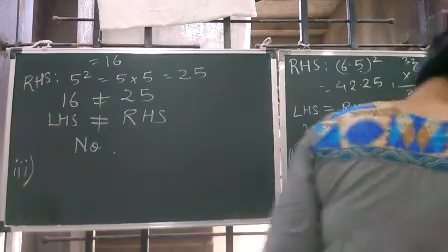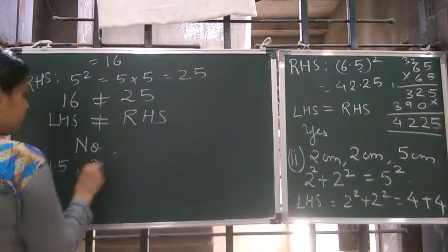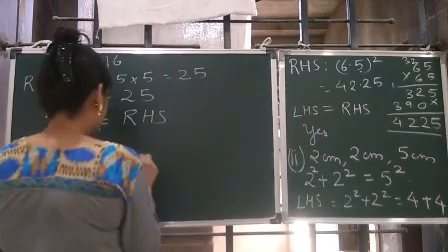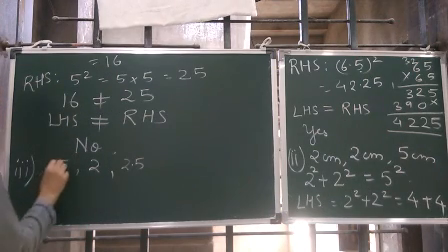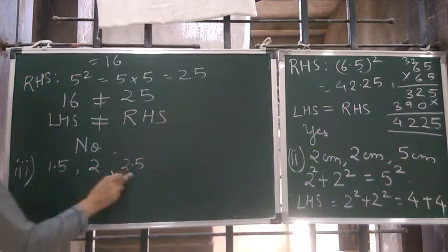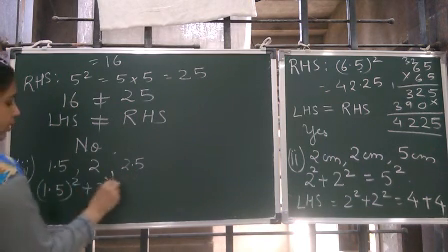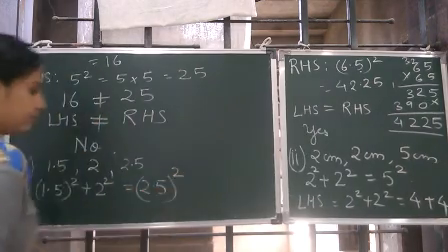We do the third one. Third one is 1.5, 2 and 2.5. So who's the greater side? 2.5 is the greater side. So 1.5 square plus 2 square is equal to 2.5 square.